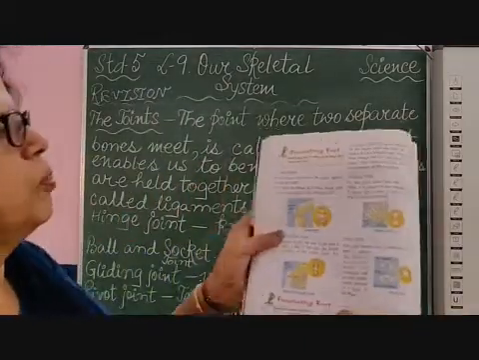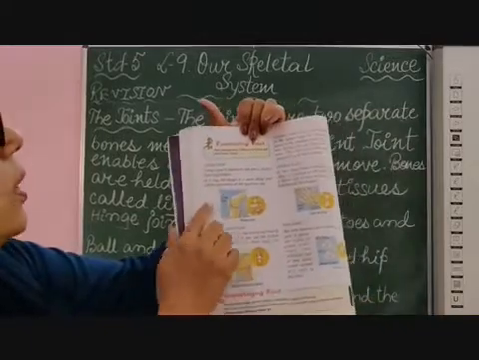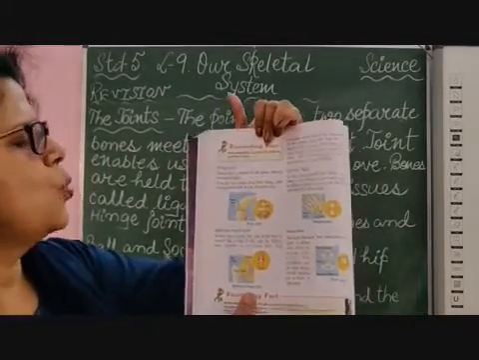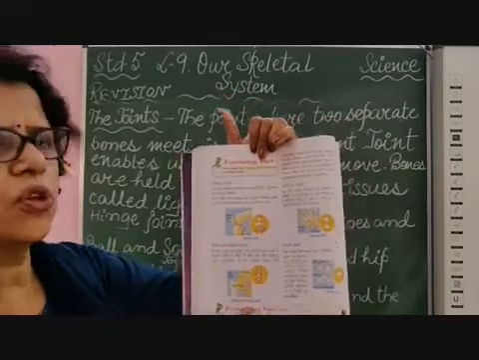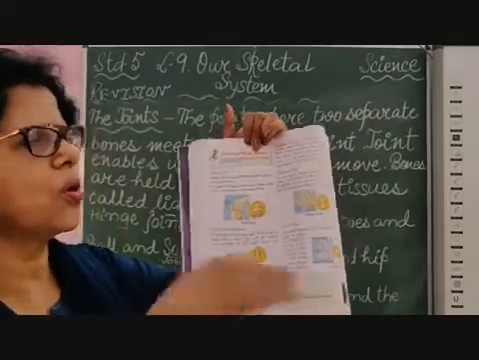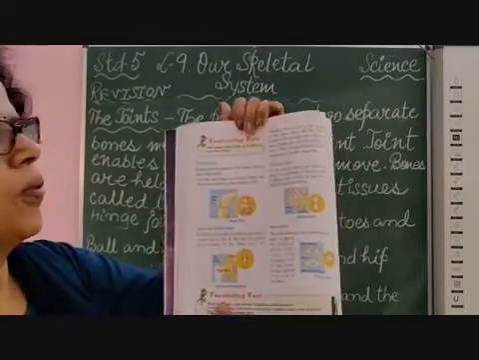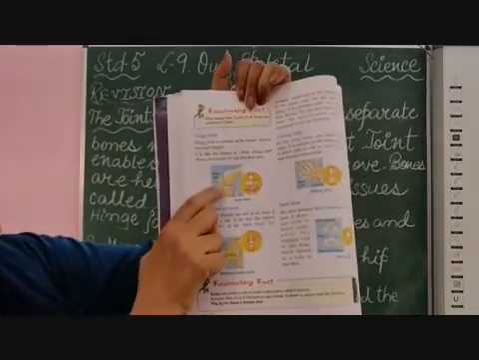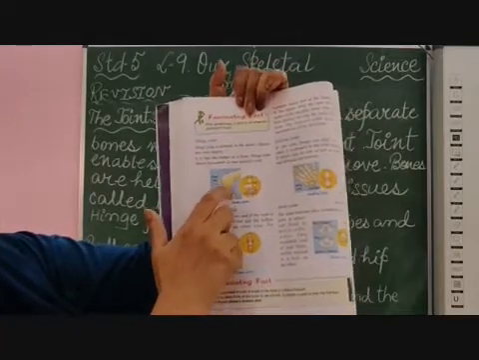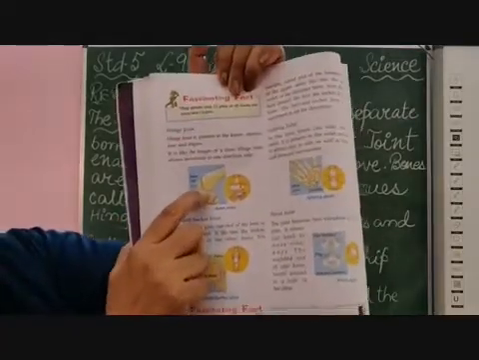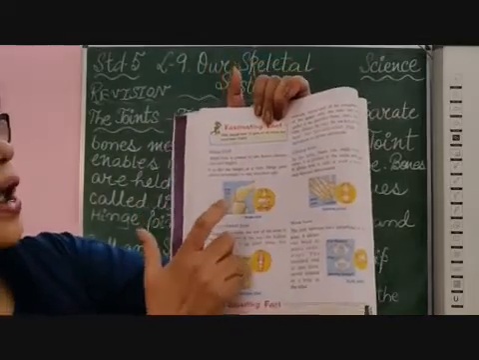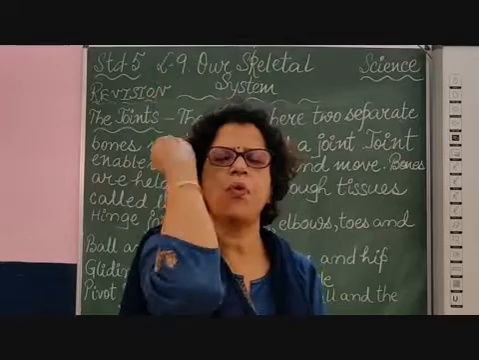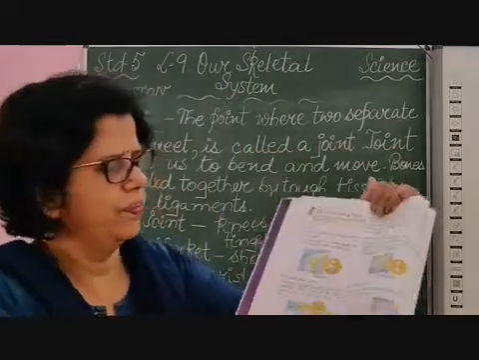In this book you can see the hinge joint. The hinge joint is present in our knees, elbows, toes and fingers. It is like the hinge of a door. As we discussed, it moves only to one side, allowed in one direction only. As you can see, in our kneecap, these two bones are joined here, and it moves in one direction only.